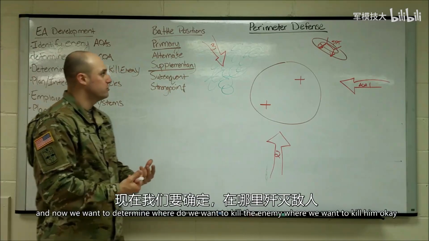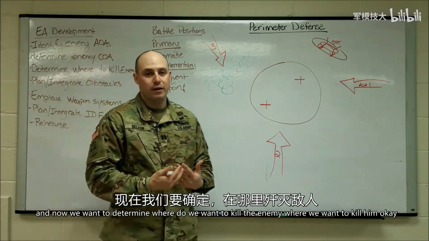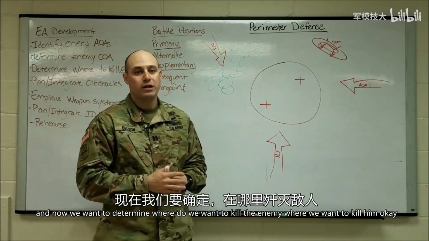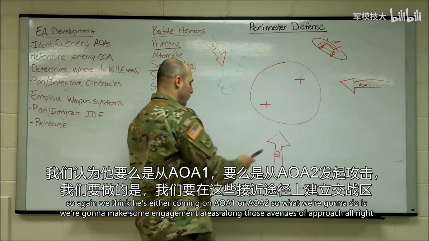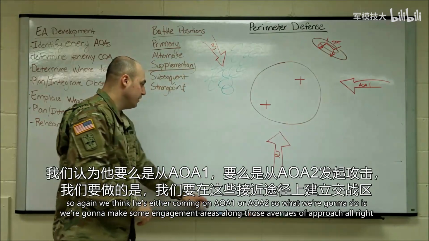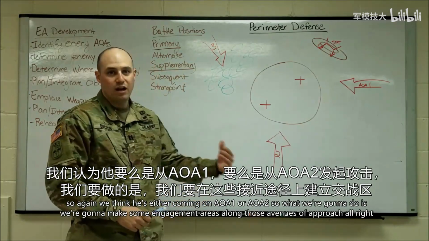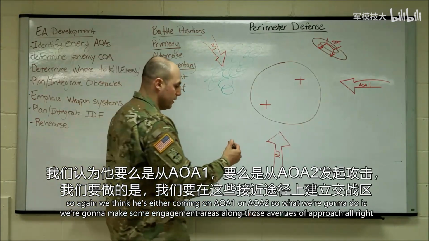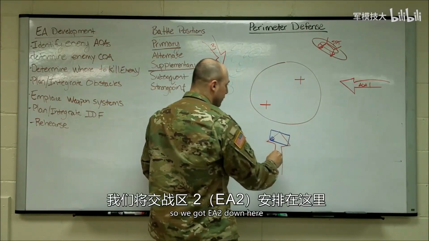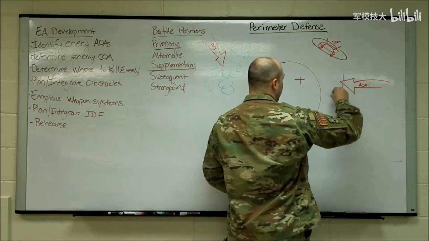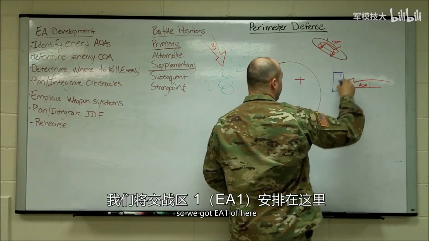Okay, and now we want to determine where we want to kill the enemy. We've got to determine where we want to kill him. Okay, so again, we think he's either coming on AOA 1 or AOA 2. So what we're going to do is make some engagement areas along those avenues of approach. So we've got EA2 down here, and we've got EA1 over here.